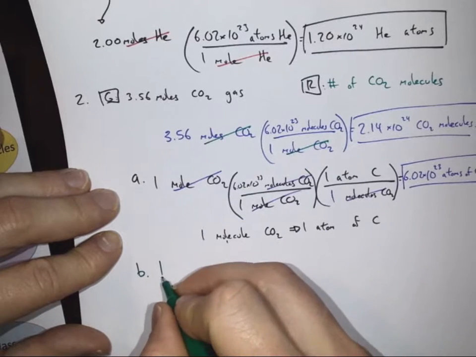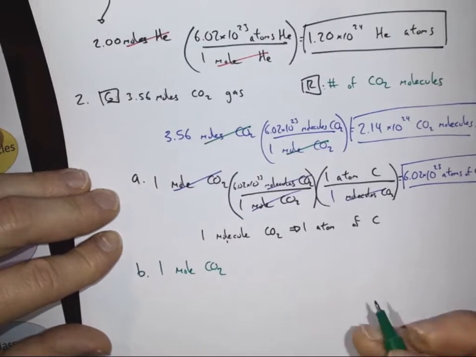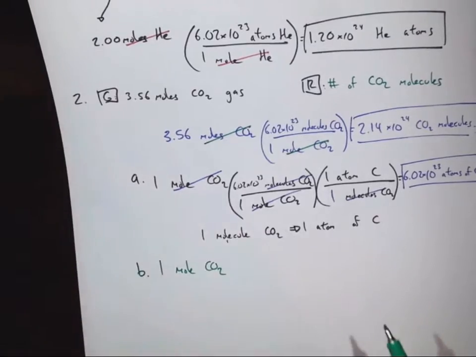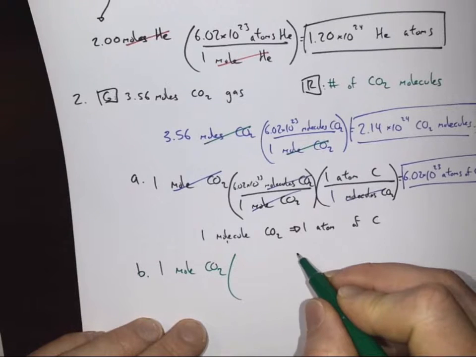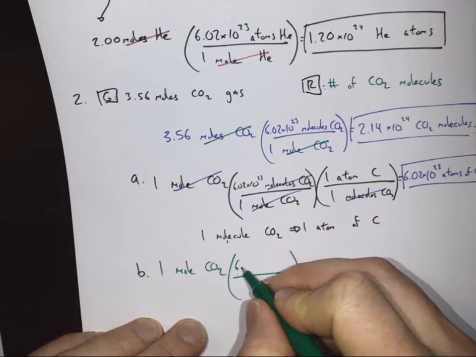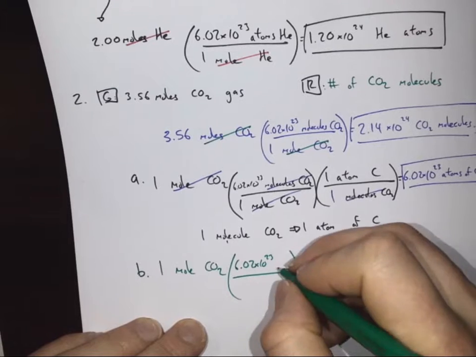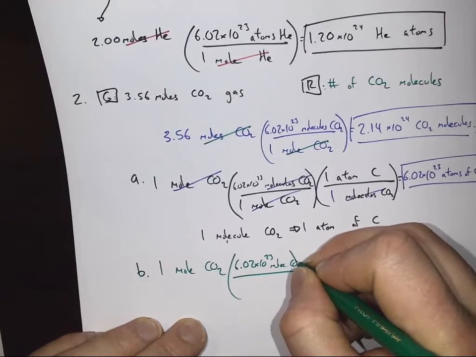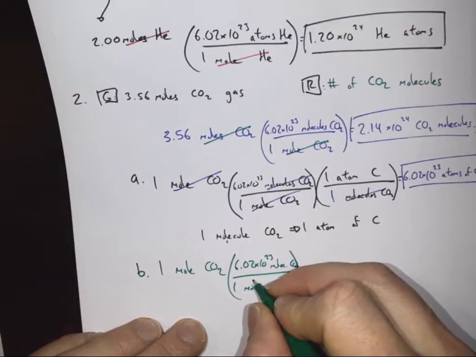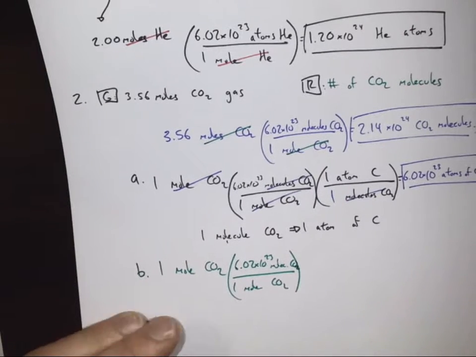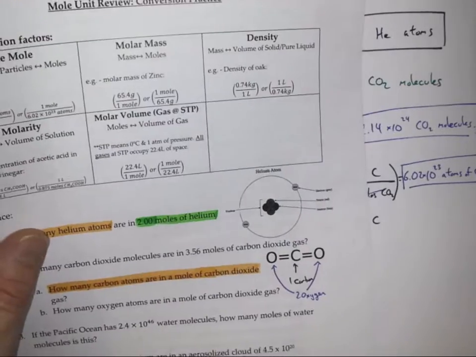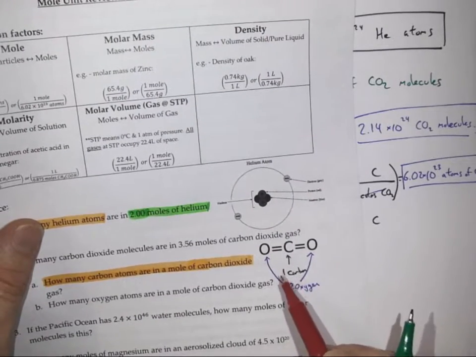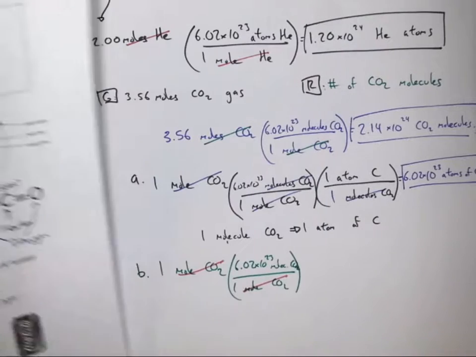So I'm going to start in the same way, 1 mole of carbon dioxide. And again, same thing, we need to go from moles to some number of actual molecules in this case. 6.02 times 10 to the 23 molecules CO2 over 1 mole CO2. My units of moles of carbon dioxide cancel out diagonally. And then I need to know that 1 molecule of carbon dioxide has 2 oxygen atoms.